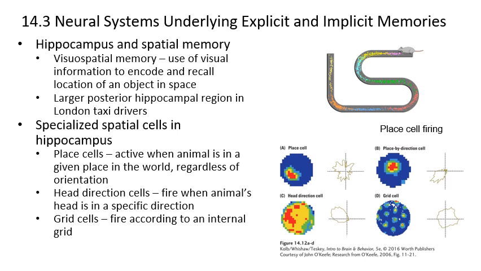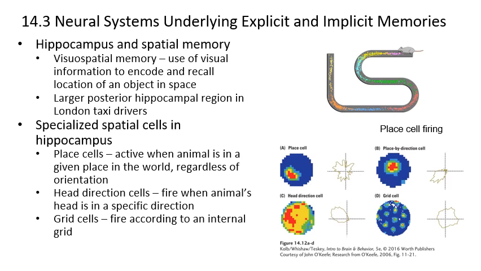The hippocampus is highly implicated in spatial memory. Visual spatial memory is the use of visual information to encode and recall the location of an object in space. There's this great study where they looked at London taxi drivers and found larger posterior regions of the hippocampus in London taxi drivers, who have extremely good visual spatial memory. London's a huge city, obviously.